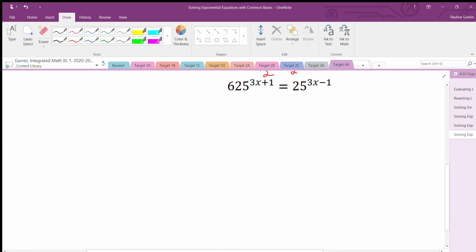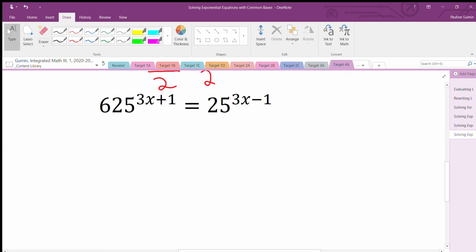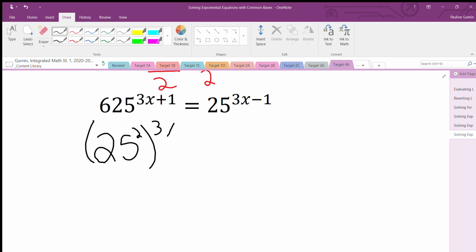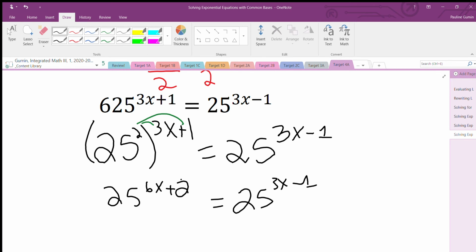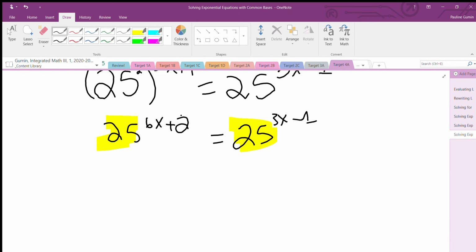Let's continue. Ooh, okay. Here we have 625 as a base and 25. 625 is actually 25 squared. Right, let's multiply those exponents. So I have 25 to the power of 6x plus 2 equals 25 to the 3x minus 1. I have the same base. So farewell 25. Let's deal with your exponents.